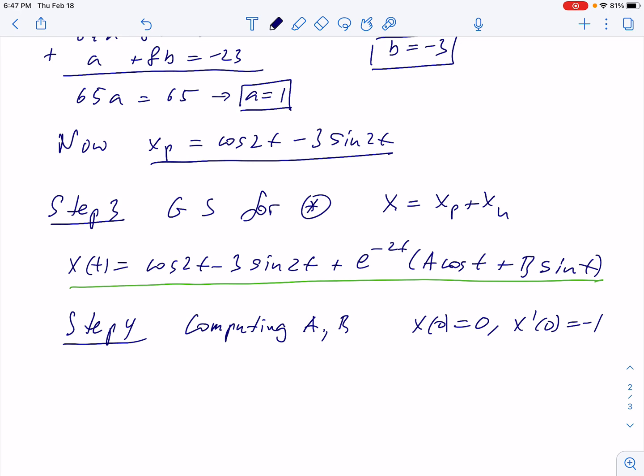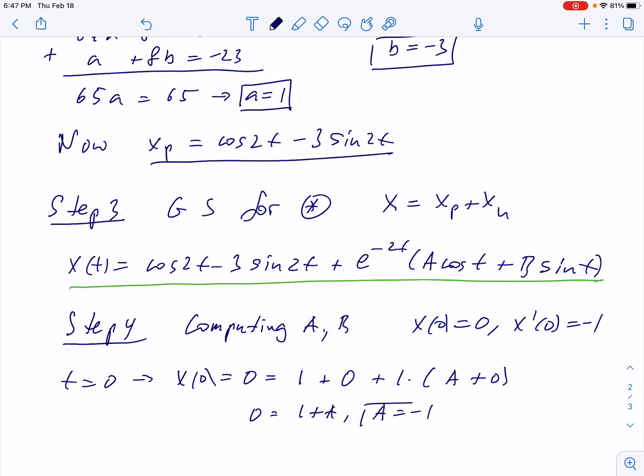Okay, so in the general solution of the non-homogeneous equation, we set t equals 0. Here x is underlined with green, x 0 is 0. And what will this be? Cosine will be 1, sine is 0, exponential is 1. Inside the parentheses we have a plus 0. So this is a very simple equation. 0 equals 1 plus a, so this big A will be negative 1.